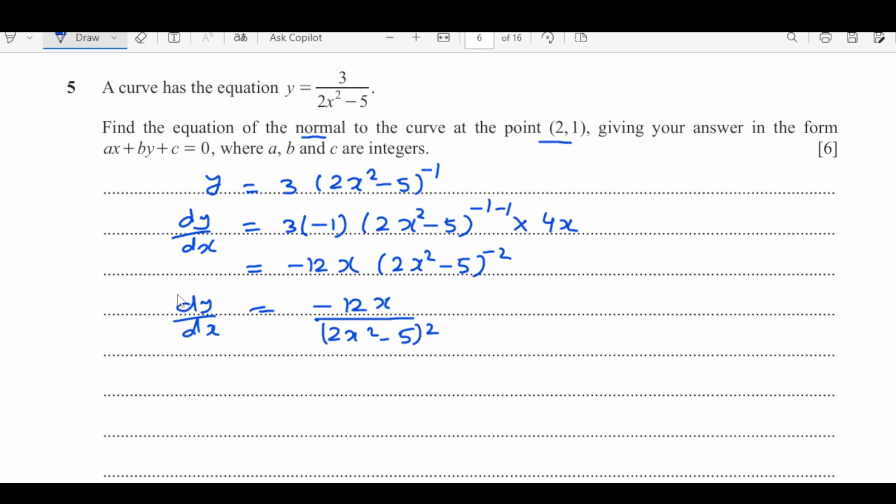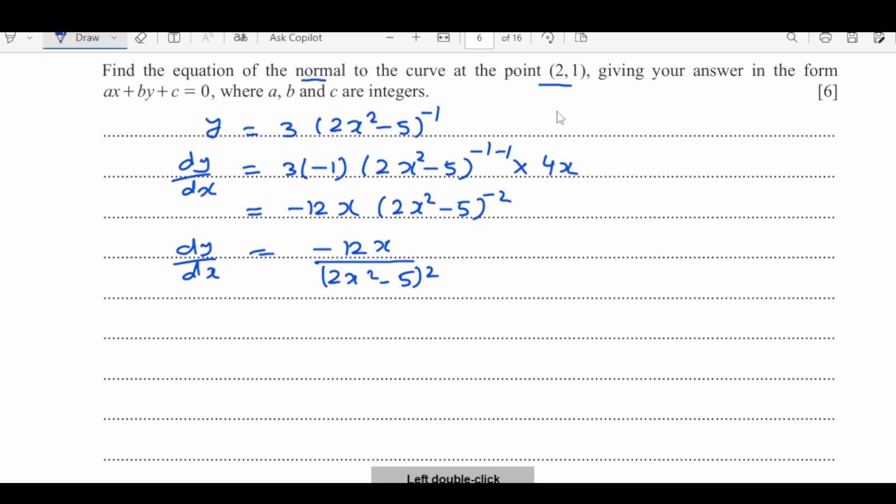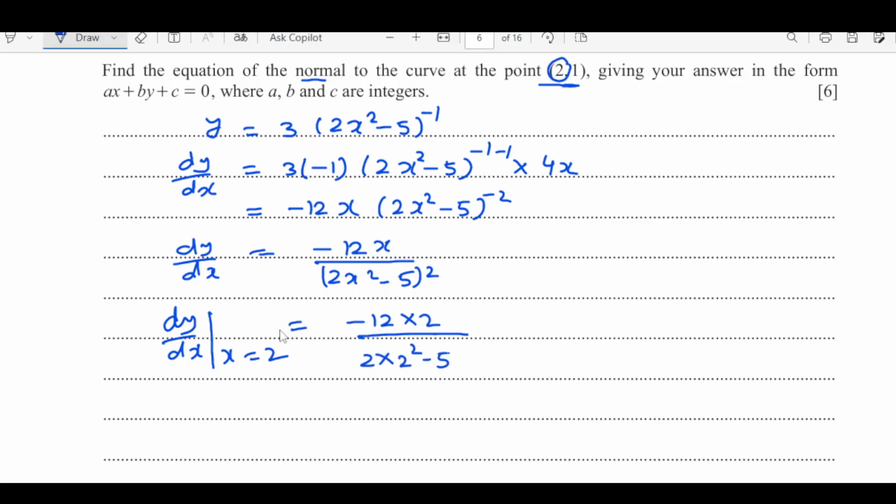Now, the gradient at the point, we have this point (2, 1). So, dy over dx at x equals 2. You can see the x value is 2. So, this is going to be negative 12 times 2 over (2 times 2 squared minus 5) squared. So, this is negative 24 over, 2 times 4 is 8, minus 5 is 3, 3 squared is 9, so 24 over 9, which can be simplified as negative 8 over 3.